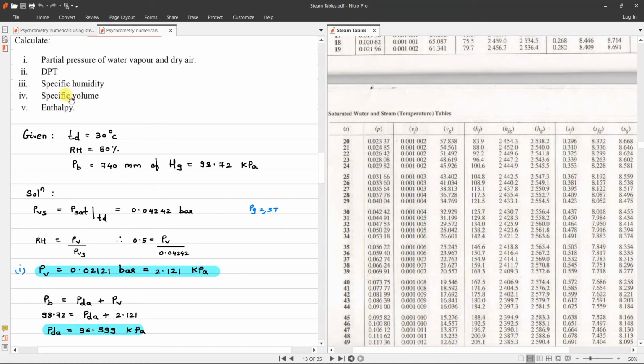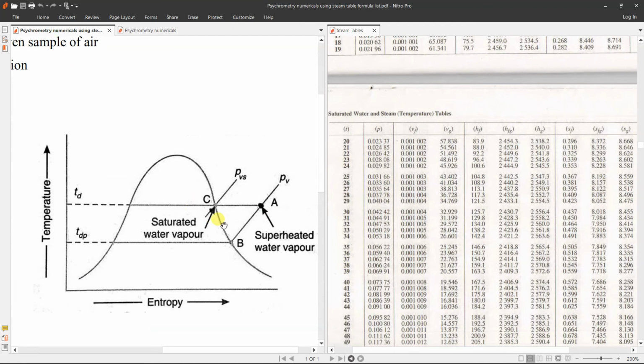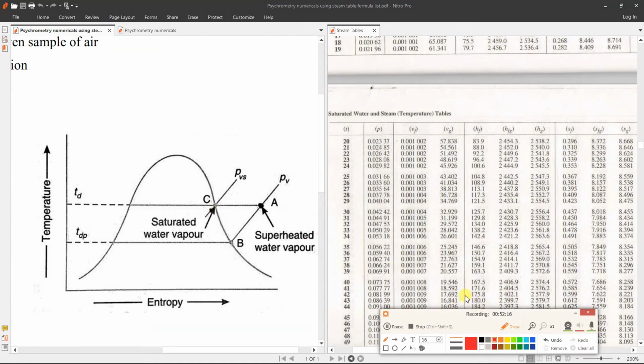Okay, next question. This is about sub question number 1. Then the second sub question, dew point temperature. How to calculate dew point temperature? Again, refer to the diagram. From the diagram you have to remember. Okay, how to calculate dew point temperature?